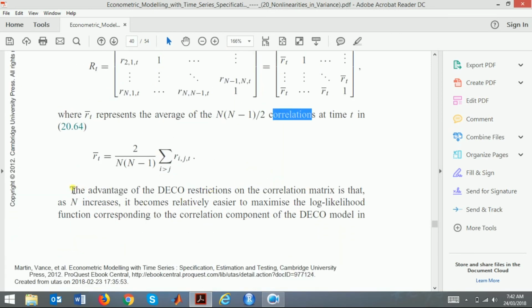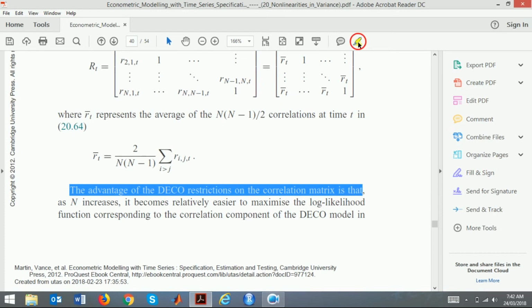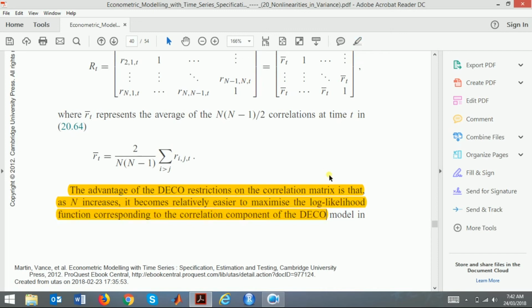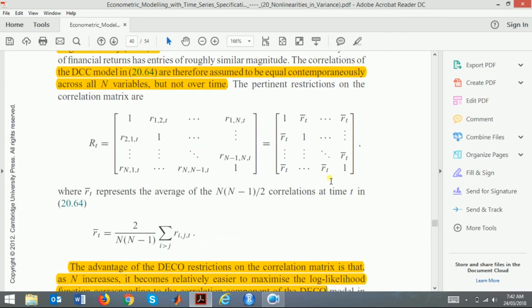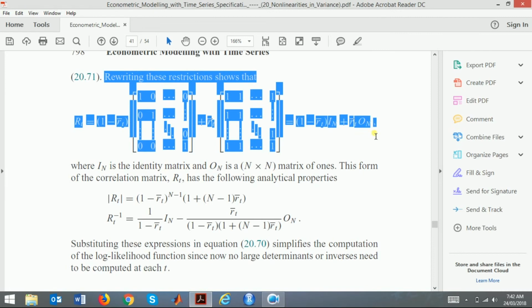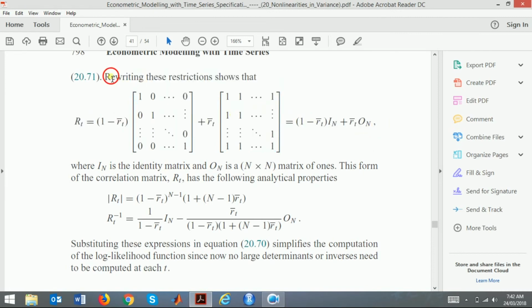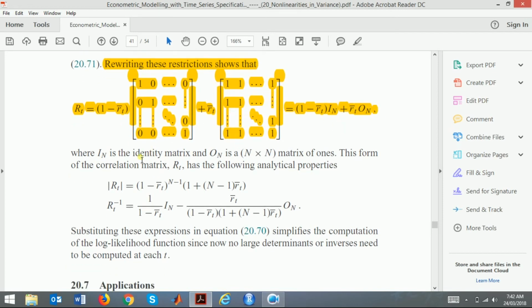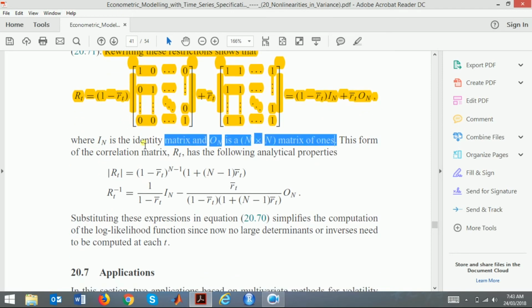The advantage of the DECO restriction on the correlation matrix is that as n increases, it becomes easier to maximize the log likelihood function corresponding to the correlation component of DECO. So the DECO restriction is on DCC. Rewriting these restrictions makes it easier. Okay, we get an identity matrix, and this is ON ones and identity. Good, simple. I is the identity matrix and ON is the matrix of ones.